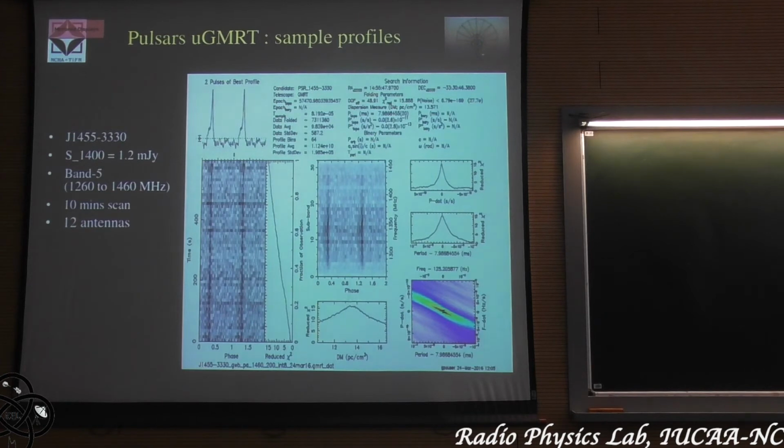Here's an example of a pulsar observation done over 200 megahertz of bandwidth, from 1260 to 1460 megahertz in band 5, and we can now routinely do this. And you can see the pulse from the pulsar as a function of time, observed over 20 minutes.